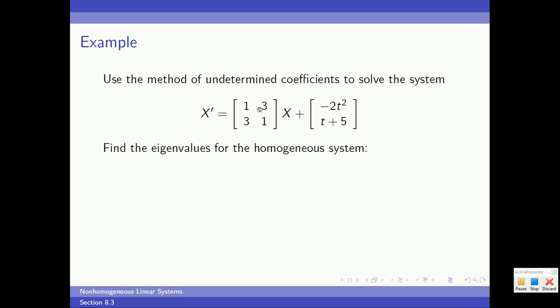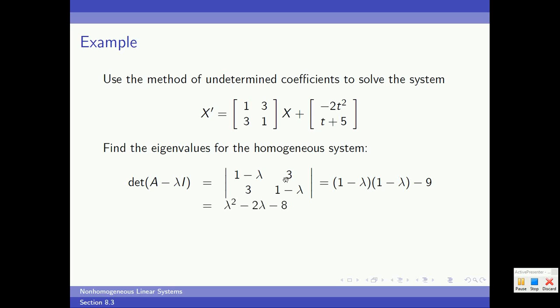Okay, so here's our A. To find the eigenvalues for our homogeneous system, we look at the determinant of A minus lambda I. So remember, you have 1 minus lambda on the diagonal, and the off diagonals are the exact same. We take the determinant of that by multiplying these together. That's 1 minus lambda times 1 minus lambda, minus 9. Simplify this and you get lambda squared minus 2 lambda minus 8. Factoring it, we get lambda is 4 and lambda is negative 2.